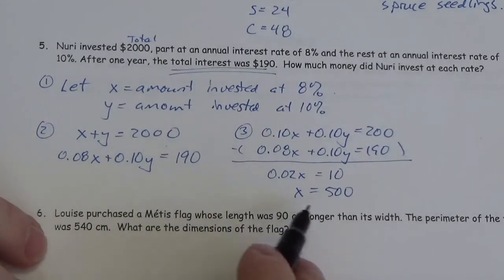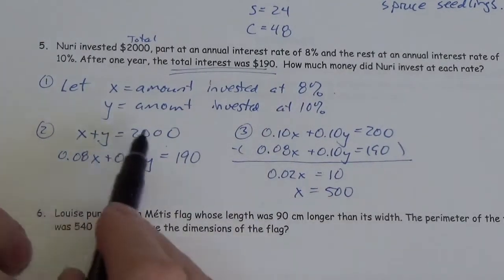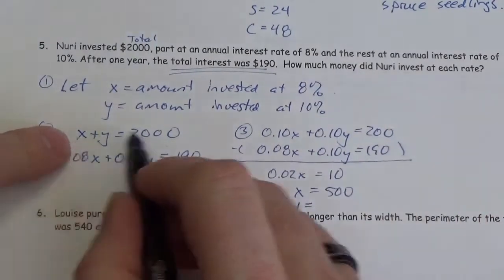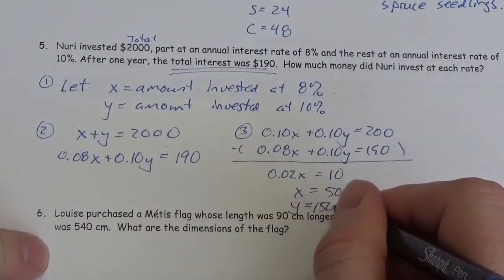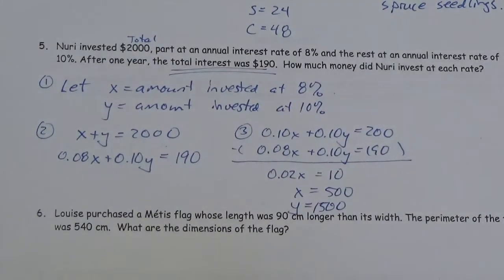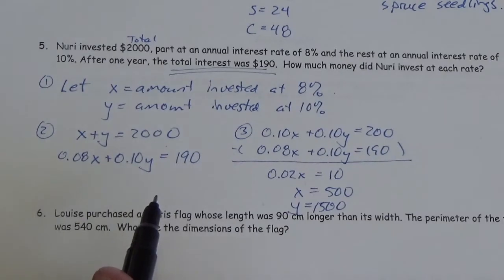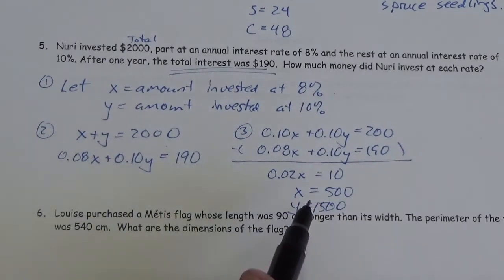Okay, now it's a very easy calculation for me to get the next one because I know that first equation. Y must equal, well, if x is 500, y must be 1500. Now, just to double check, I'm going to see if that works in my second equation. So I'm going to go to my calculator and figure out 8% of 500, and I'm going to add to that 10% of 150.